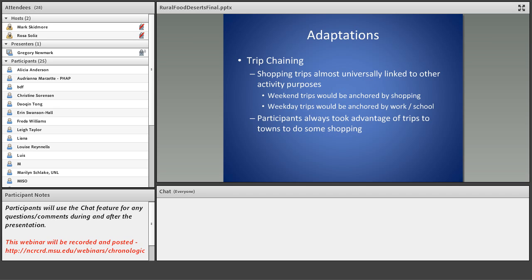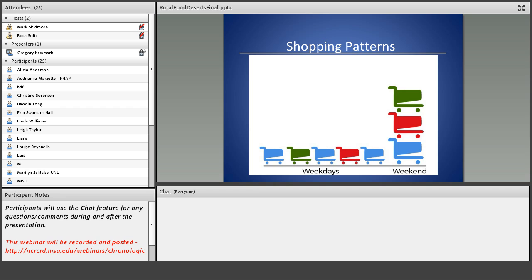Another adaptation, which as a transportation planner I was intrigued by, was trip chaining. So it seemed like virtually nobody went to a store and came back. In fact, they always linked their shopping trips to other activity purposes. So during the weekend, shopping might be their main purpose, and around their shopping trip they would have an outing. People reported they take their family, they go to a restaurant, or they go do something, and then they would do a big shopping, and then they would come home. Weekday trips tended to focus on smaller, faster shopping, but a very common refrain was that I never went to town without doing a little bit of shopping.